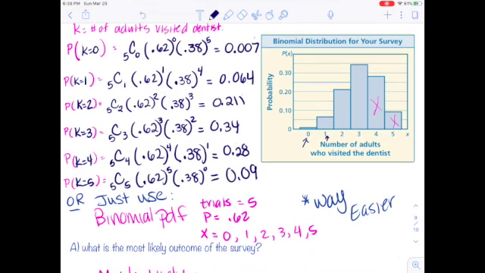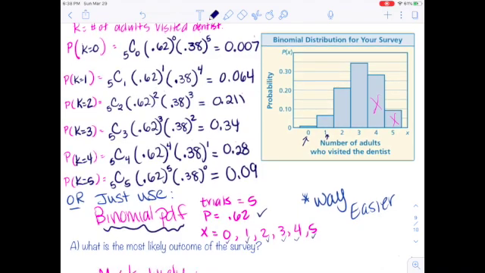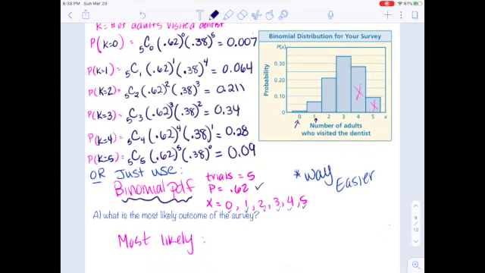And you're like, I don't want to sit there and waste my time. Make sure you're using binomial PDF. So you've got 5 trials. Probability of success is your 0.62. And you go through, just enter them all as an x value of 0. And then hit enter and you'll get the 0.007. And then go back, change it to a 1. And then change it to 2, 3, 4, and 5. And that'll save yourself a lot of time.